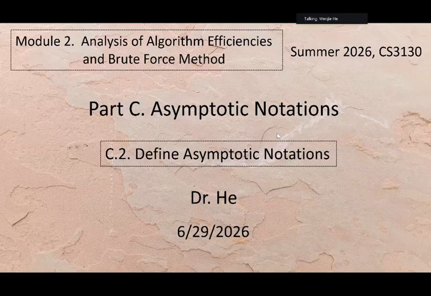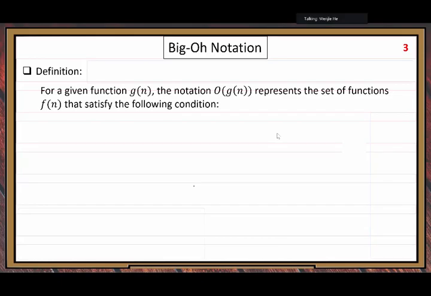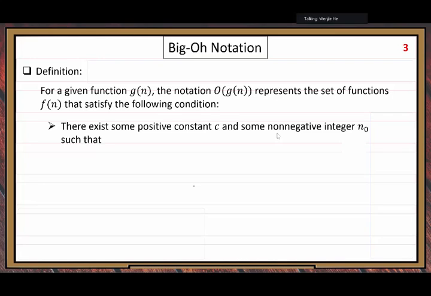C.2, define asymptotic notations. The first one, big O notation. Let's look at the whole definition. For a given function g of n, the notation big O of g of n represents the set of functions f of n that satisfy the following inequality condition. So what's the inequality condition?